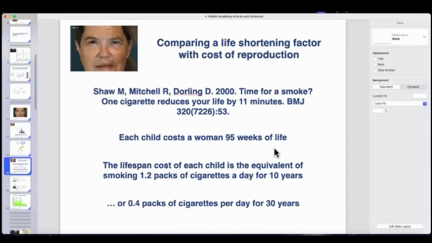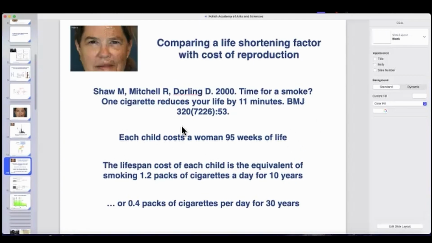Now, this slide is meant primarily for myself. I made this slide early on to try and figure out how do I actually put this in terms that people can understand and get their brain around. If we look at a life-shortening factor and compare it with the cost of reproduction. So in this case, there's a very famous study called Time for a Smoke. One cigarette reduces your life by 11 minutes. And it's how smoking is bad for your health and actually shortens your life.